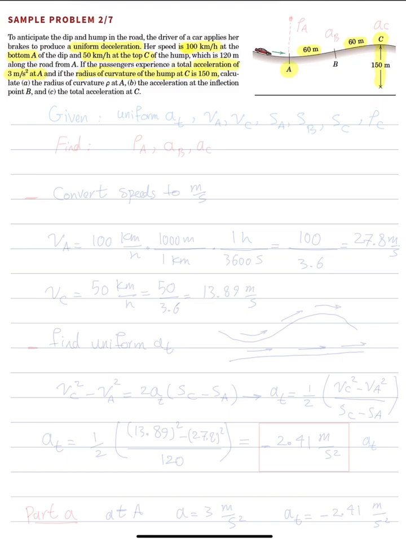So there's a car going through a dip and a hump in the road, and the driver applies the brake to produce a uniform deceleration. Uniform, I've highlighted that. And the speed at point A is given at this point. That's 100 kilometers per hour. And we also know the speed at this top of the hump. That's 50 kilometers per hour. And there's a distance of 120 meters between these two.